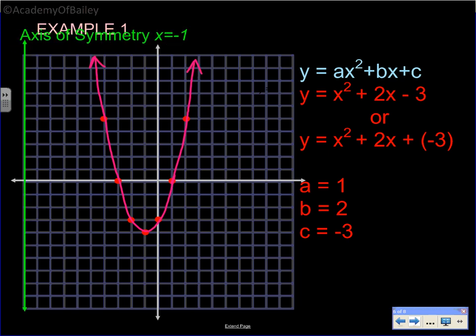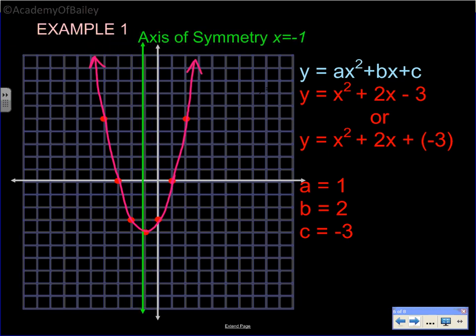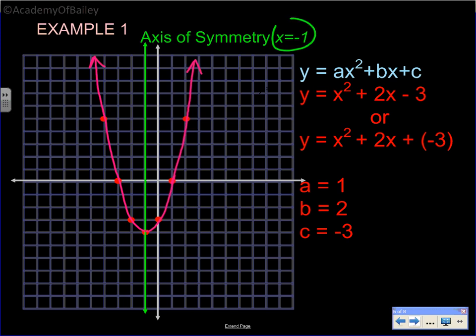What are some other things here? The axis of symmetry. The axis of symmetry is right here. It's the green vertical line, and the equation for that is x equals negative 1, because as you know from graphing lines before, x equals negative 1 is a vertical line that crosses the x-axis at negative 1, and that's what the axis of symmetry does.